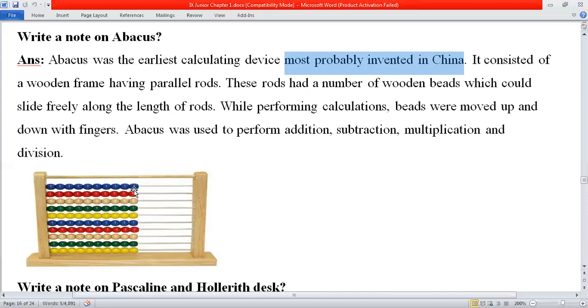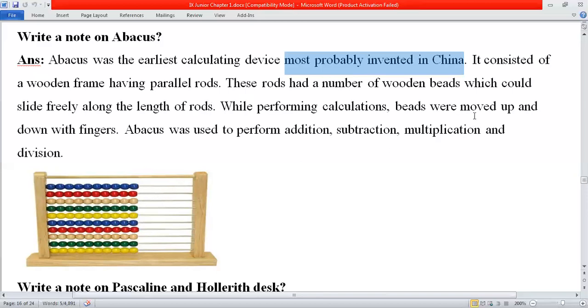These rods had a number of wooden beads. These are the beads, blue, red, peach, green, yellow, and so on. These beads could slide freely, which means I can hold one with my thumb and finger and move it freely along the rod, here and there. Why do we move these beads? The purpose of moving beads is to perform calculation.